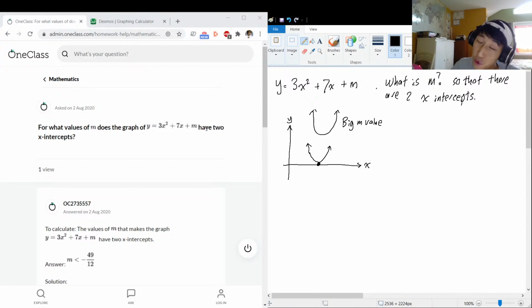Well, the question is asking, when does it have two x-intercepts? So if it's this case and the lowest point of the parabola is just touching the x-axis, that's not quite the right answer either. So we need to find what m is going to make the parabola like this, so that it has two x-intercepts. So this is probably going to be a low m value. So we're going to look for the m value that makes the base of the parabola lower than the x-axis.